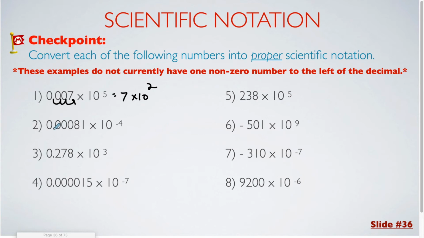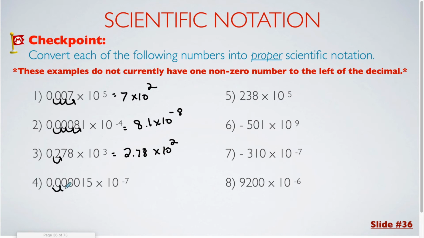All right, next, I'm going to slide over 1, 2, 3, 4 spaces. So that's going to be 8.1 times 10. And since I made this bigger by 4, my exponent has to go down by 4. So this time it is going to be to the negative 8th power. For number 3, I'm only sliding over one spot. 2.78 times 10. I made this bigger by a factor of 1, so this goes down by a factor of 1. So now it's to the 2nd power.